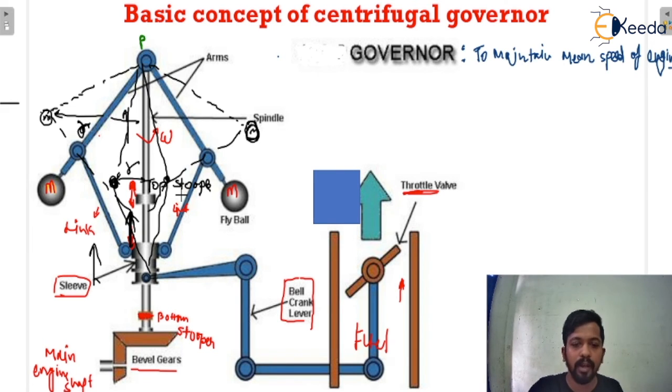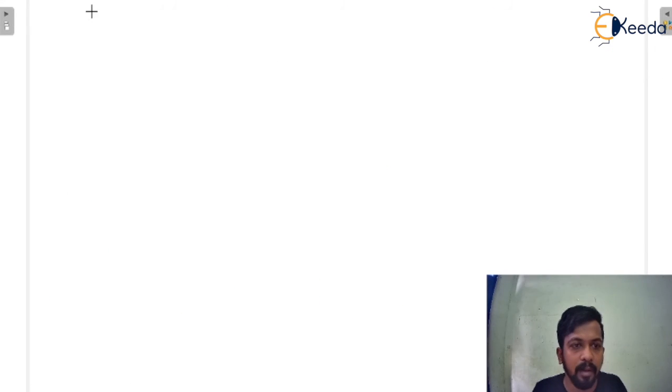Here I'm going to show you one more thing, the types of arms. This is basically important from a numerical point of view. So first, I'm writing here, open arm type.